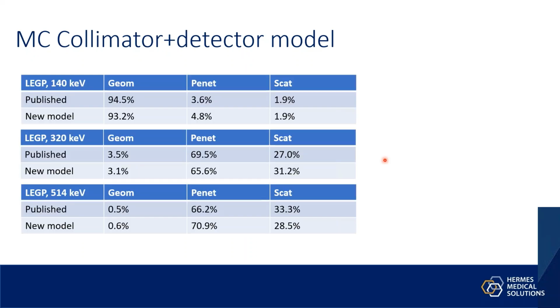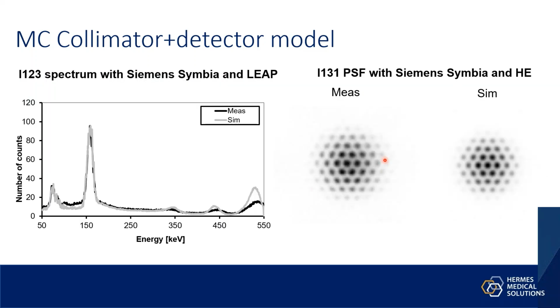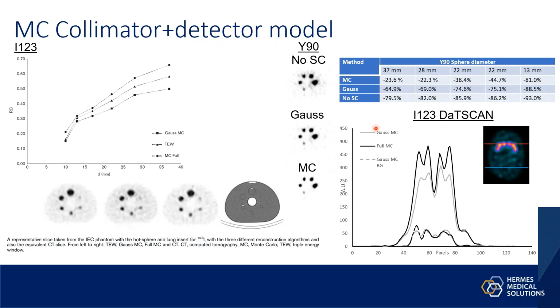We have done quite a lot of validation work in order to check that this method works. We have tested it with different energies compared with the published results, and it seems to work quite well. We have also done real physical measurements, compared the iodine-123 spectrum, the measured spectrum against the simulated spectrum, compared point spread functions with different isotopes. Here you have results with the iodine-131. And we have done a bunch of phantom work to check that the algorithm really works.